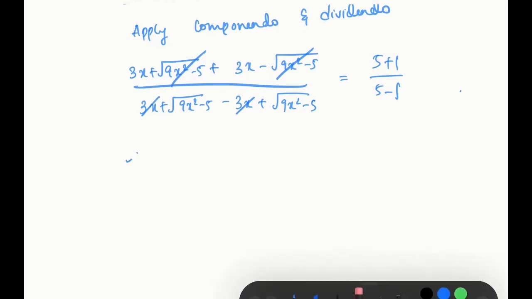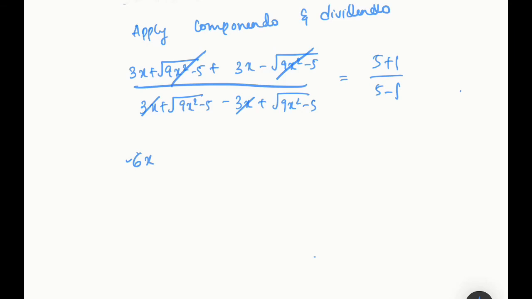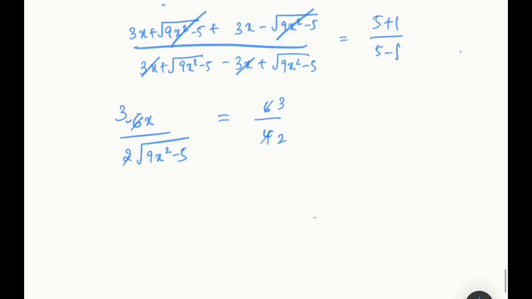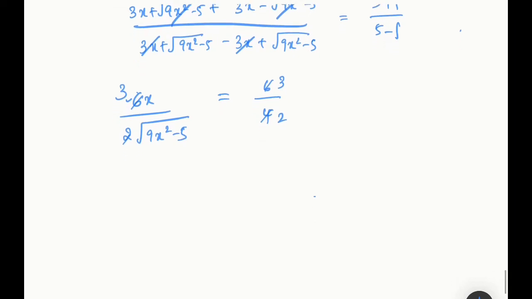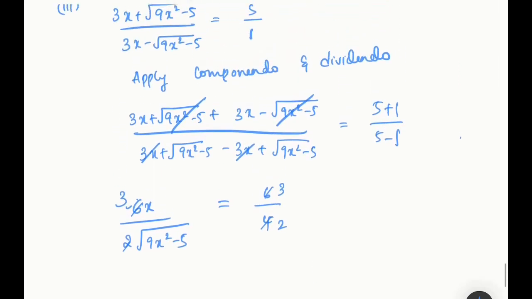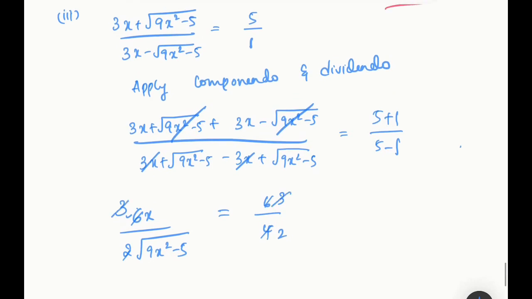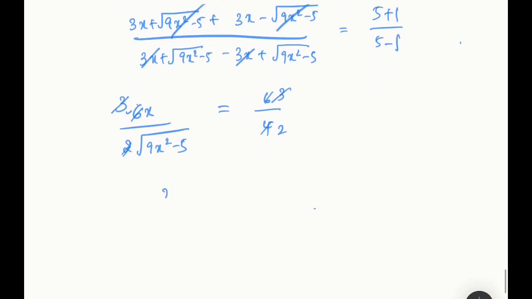Okay. What is 3x plus 3x? 3x plus 3x is 6x, by here 2 times root of 9x square minus 5. That's equal to 5 plus 1 is 6, by 4. So cancelling, you will get 3 by 2. Here 3 and 2. Okay. So how do we solve it now? Again, on both the sides you have 3, right? 3 and 3 can be cancelled. So finally you will get x by root of 9x square minus 5 equal to 1 by 2.